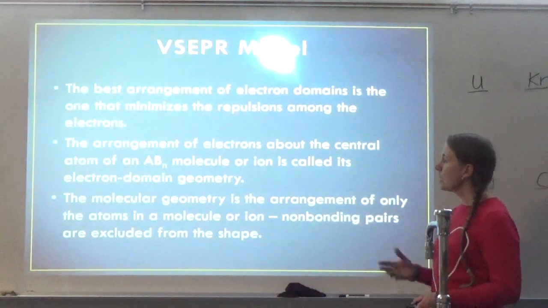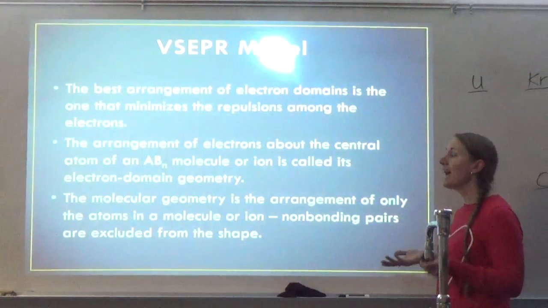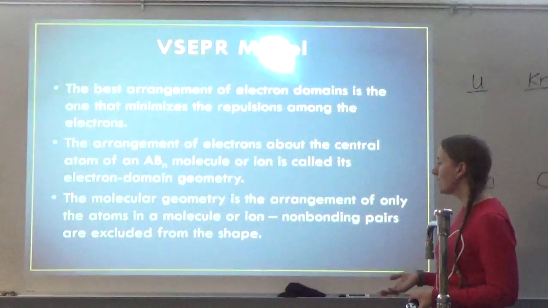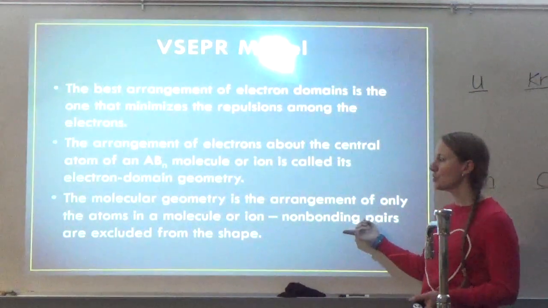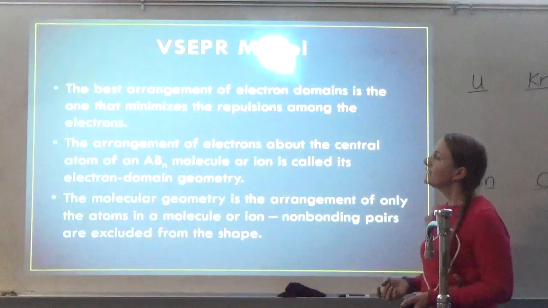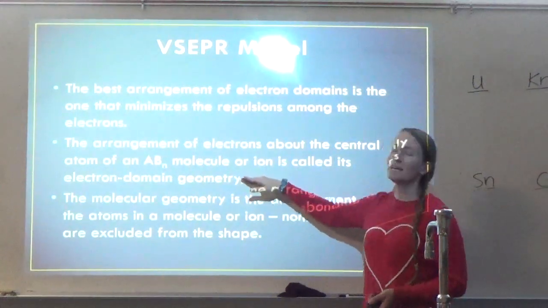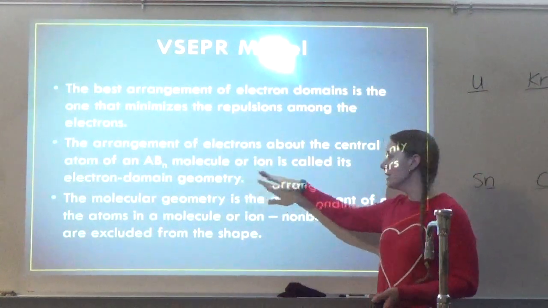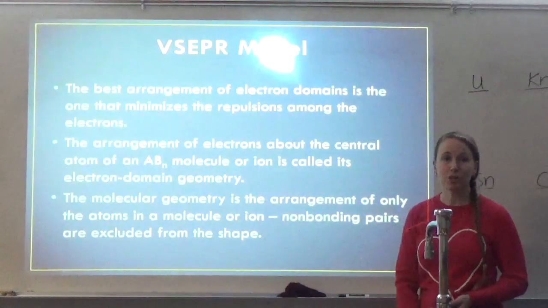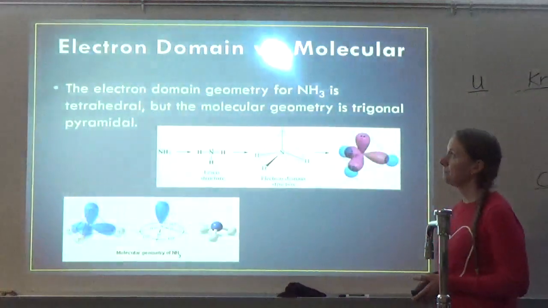So the molecular geometry is the arrangement of only the atoms in the molecule or ion. Non-bonding or lone pairs are excluded from the shape. Okay, so you have to be careful. Are you being asked for electron domain geometry or are you being asked for molecular geometry when you answer questions?